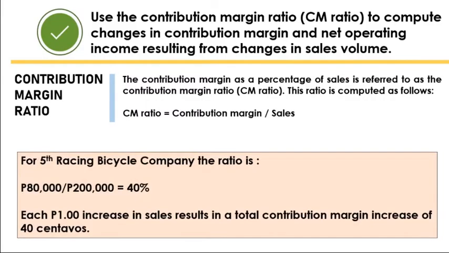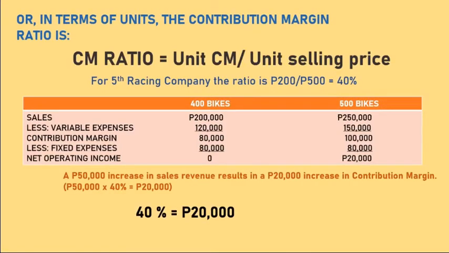Thank you, Miss Balabala. Learning objective number 3 is to use contribution margin ratio to compute changes in contribution margin and in net operating income resulting from changes in sales volume. The contribution margin ratio is calculated by dividing the total contribution margin by total sales. In the case of Racing Bicycle, the ratio is 40%. Thus, each 1 peso increase in sales results in a total contribution margin increase of 40 centavos. 100,000 pesos divided by 250,000 pesos is equal to 40%.